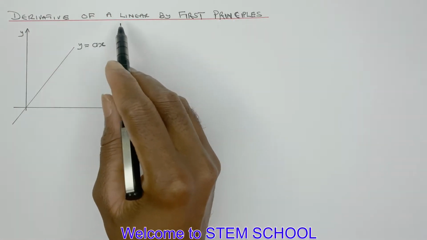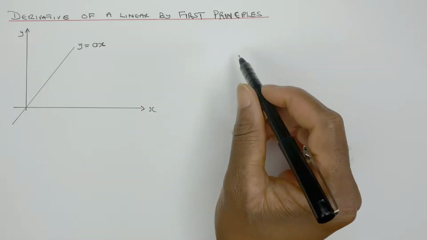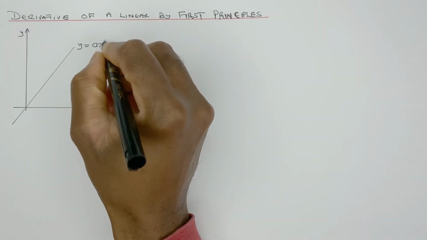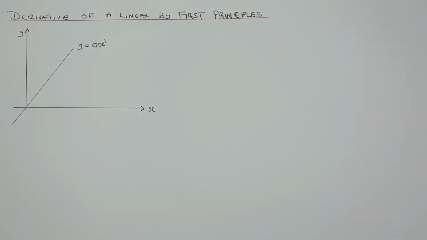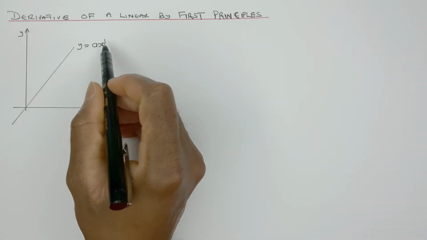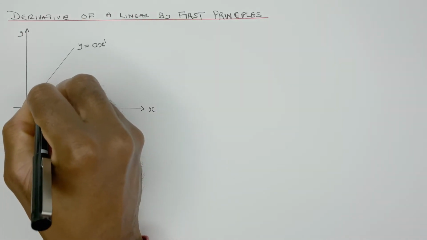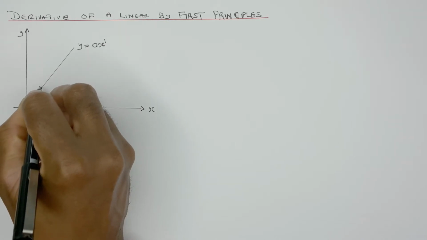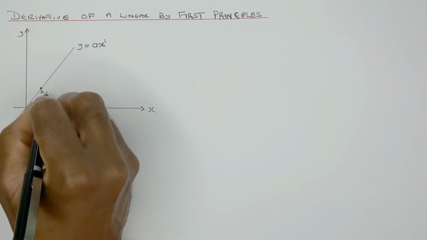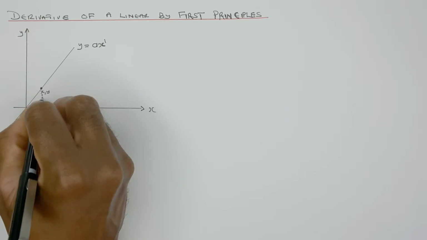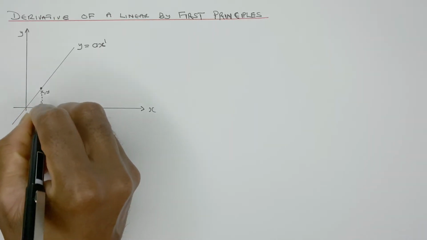Derivative of a linear by first principle. The power of x is power of 1. That's why it's called linear. That's the highest exponent. Pick a point here. That point will be x and y. So if I trace that down, that's x.